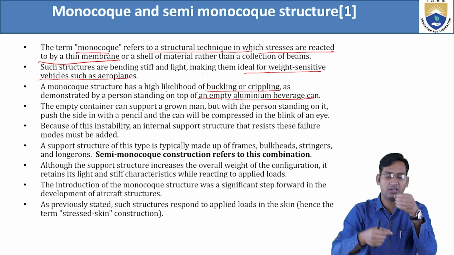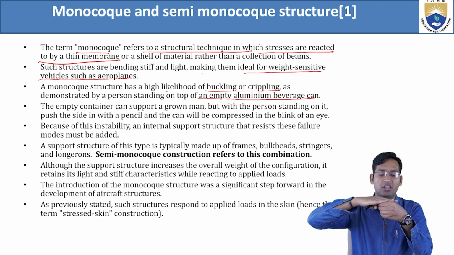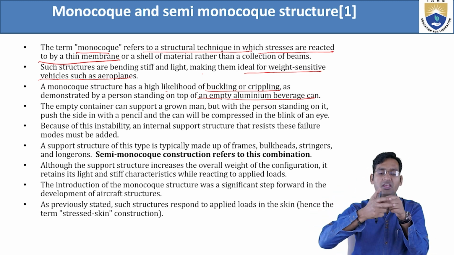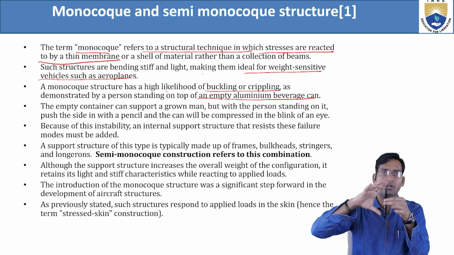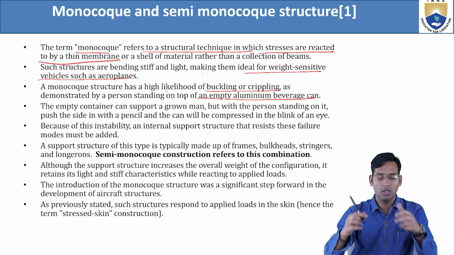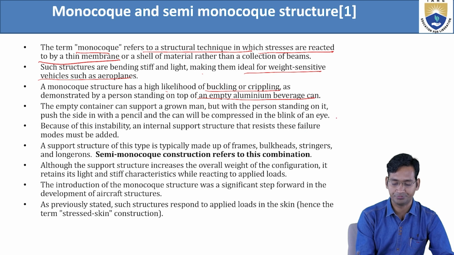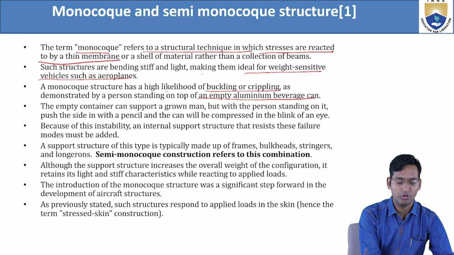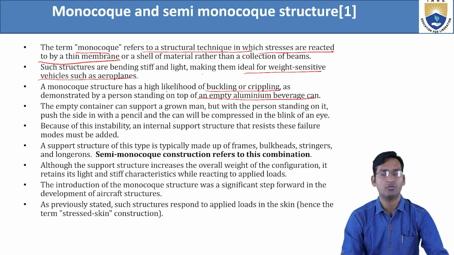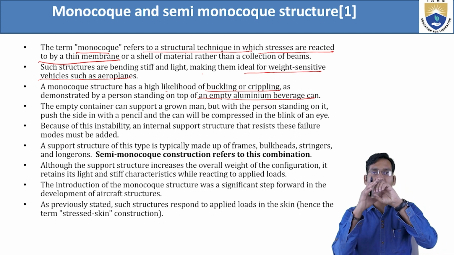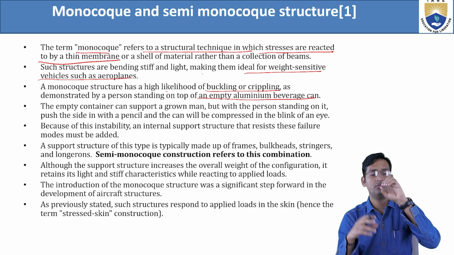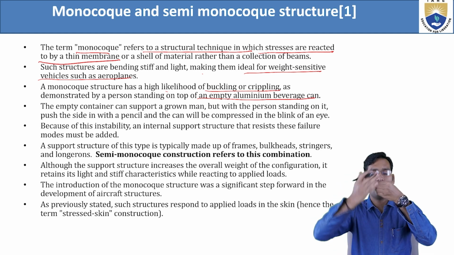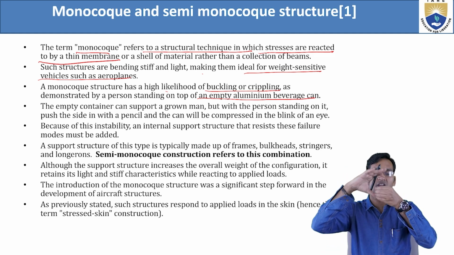If suppose this is the can, once we stand over there, what happens? This will get compressed. Same like a pencil: once we start, that will get compressed, depending upon how we stand on it. Even in the blink of an eye, that will get compressed. Because of this instability, an internal support structure that resists these failure modes must be added. That's what happened. Now this is the structural can, that can of Coke or any beverage. If anyone stands here or anywhere like this, what happens? This will get collapsed.